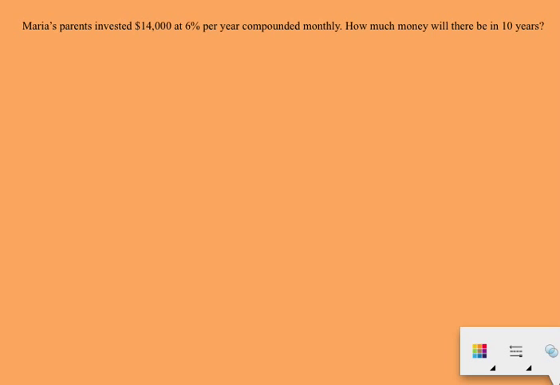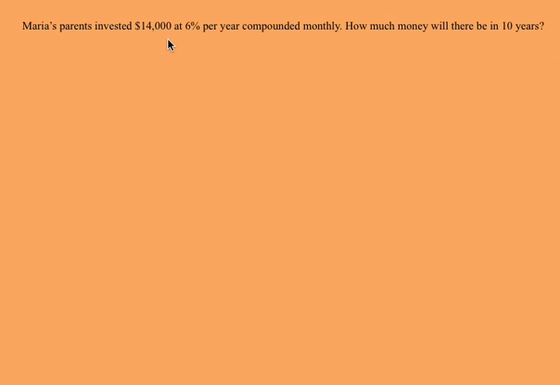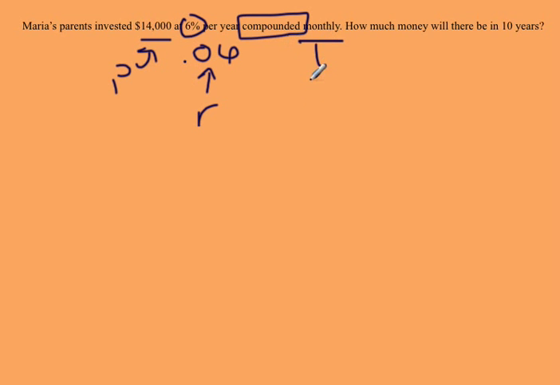So let's go ahead and take a look at number 2. It says that Marie's parents invested $14,000 at 6% per year. Again, converting that to a decimal. So here is my P, here is my r. Whenever you see the word compounded, that's how you know to use this formula. If it says compounded, then you need to use the formula given, the one that we're using today. Monthly, well, we talked about monthly means 12, so that means my n is 12. How many will there be in 10 years? So that means that my t is equal to 10.